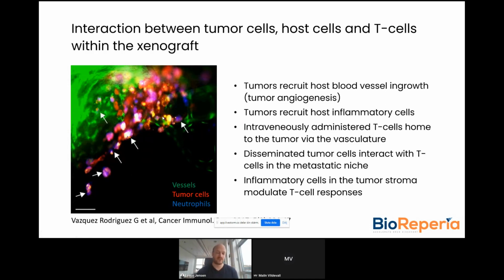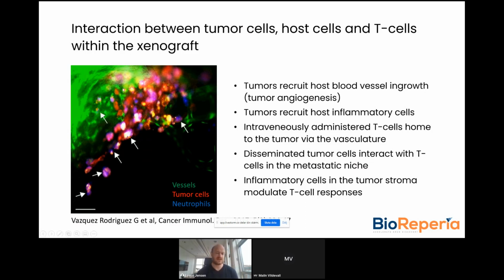The recruitment of blood vessels into the tumor is also key for the delivery of drugs that are administered through intravenous injection, or delivery of T cells administered through intravenous injection, and therefore recapitulates the clinically relevant administration route of the treatments given to the patients.